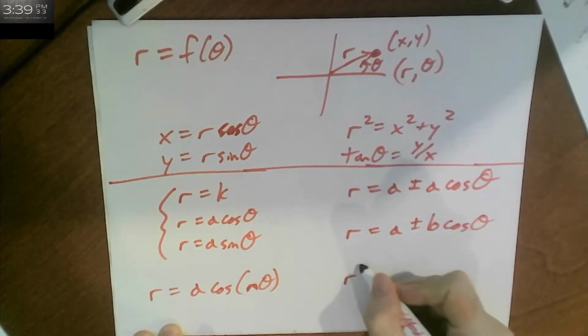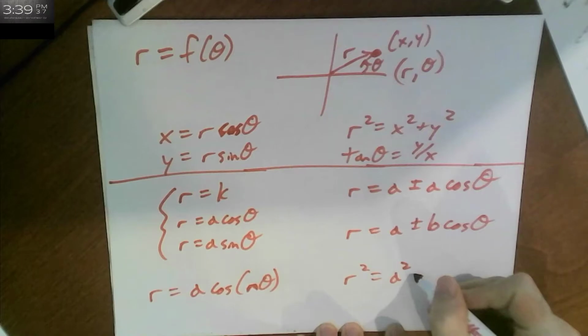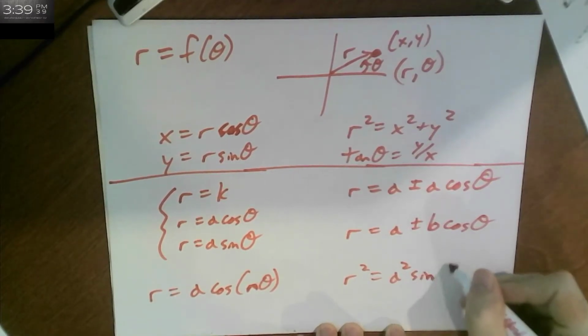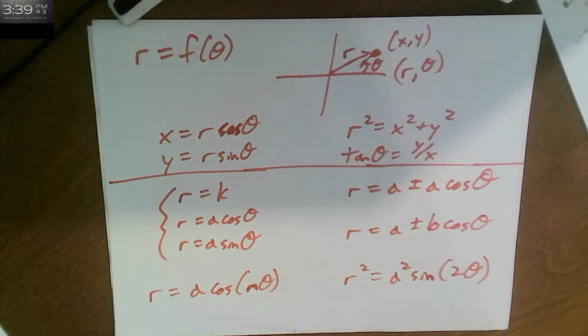And finally, we're not really going to work with this one much for calculus right now, but just for completion's sake, let me remind you that there was a shape you worked with of the form r squared equals some a squared sine of 2 theta, or cosine of 2 theta.